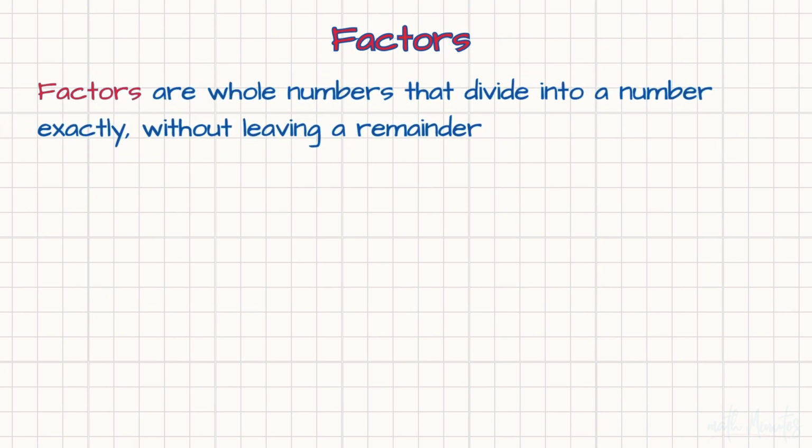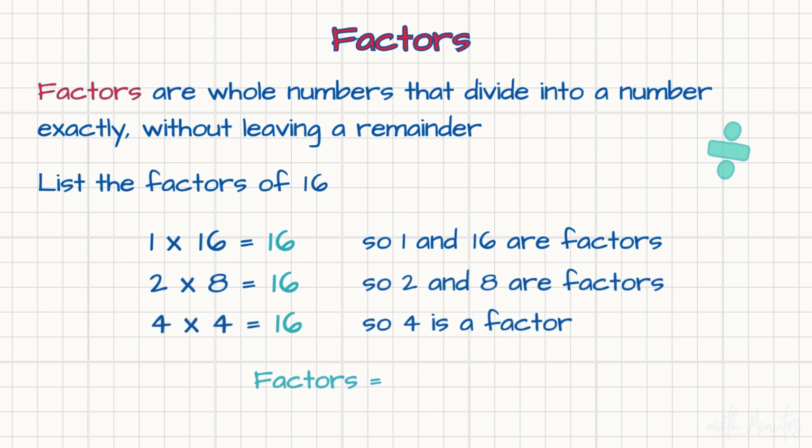Now that we have a good understanding of multiples, let's explore factors. Factors are numbers that divide evenly into a given number without leaving a remainder. In other words, they are the numbers that can be multiplied together to obtain the given number. For instance, let's take the number 16. Its factors are 1, 2, 4, 8, and 16.